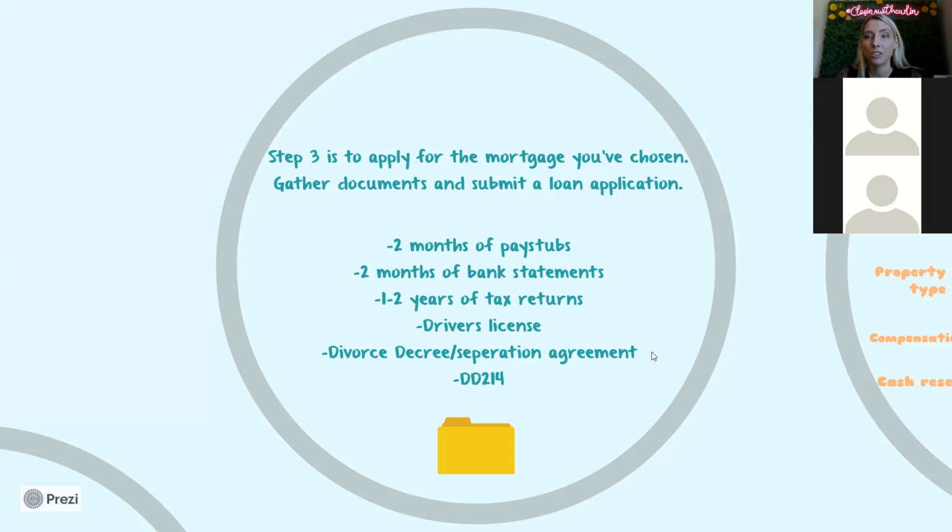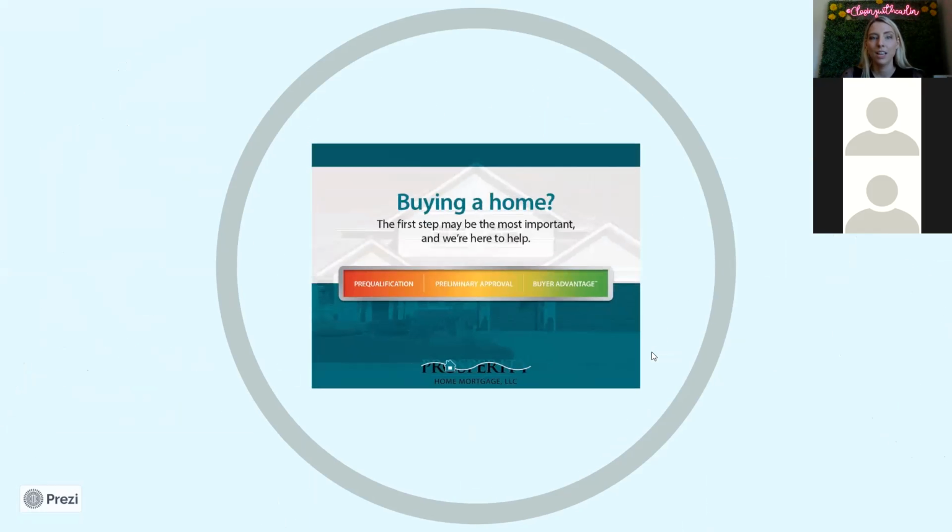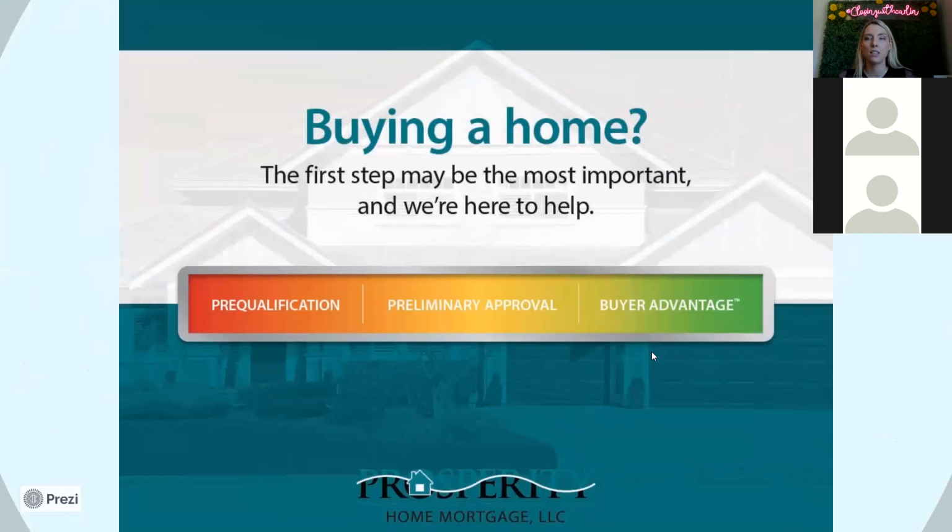1 to 2 years of tax returns for self-employed borrowers. Your driver's license, we need that on every transaction. If you're divorced or separated, we need a divorce decree or a separation agreement. And if you are in the military getting a VA loan, we will need a DD-214. So I know we talk about this a lot, but I just like to bring it up in every class that we do just to make sure it's top of mind for you guys.